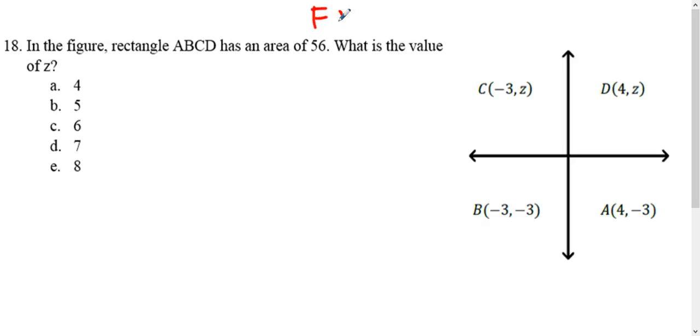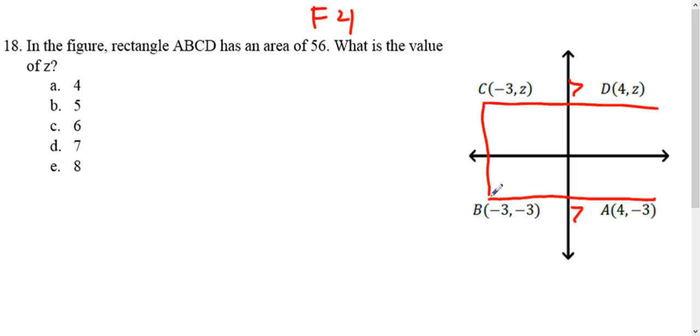This question comes from framework 4. We're told that this is a rectangle and it has an area of 56. So that means base times height equals 56. So if B is over here at -3, -3, and A is at 4, -3, that has a length of, from -3 over to 4, that's got a length of 7.